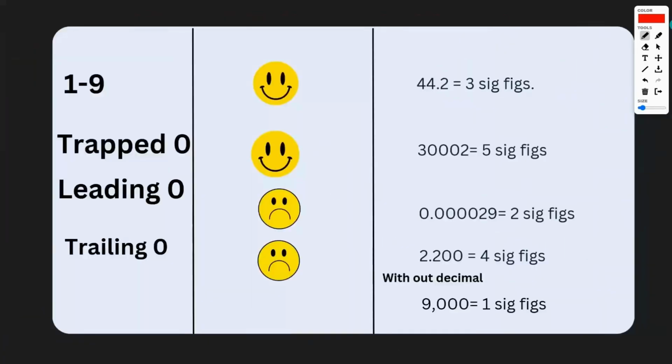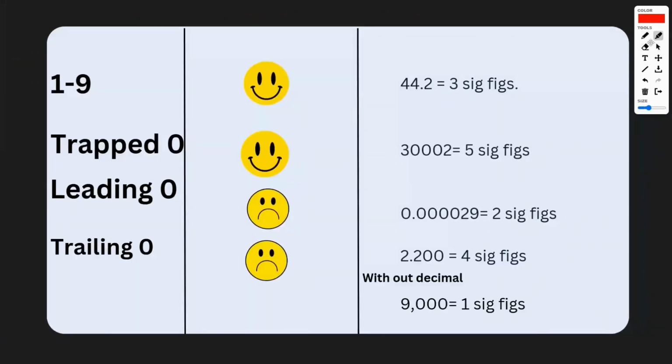So here's a little chart I made for you guys. Let's go over everything that's in the chart. Numbers between 1 and 9 are significant. What does that mean? We can see 44.2. Since these numbers are between 1 and 9, they're all significant. So we have three sig figs.